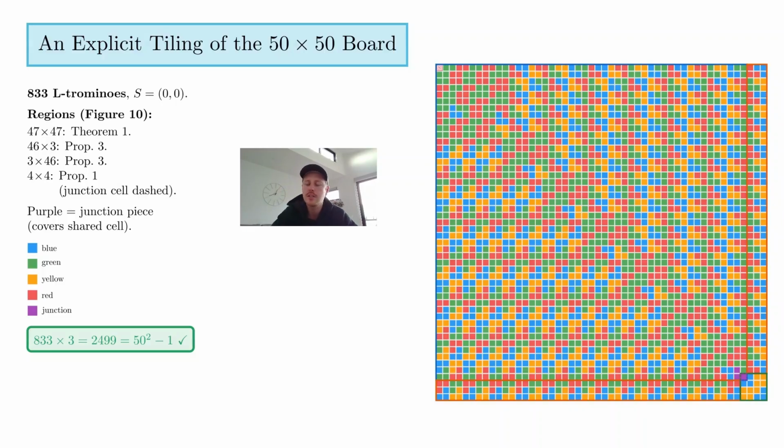So yeah, isn't that interesting? It's probably not been done before in terms of actually showing a tiling. It's been shown that it can be done, but I think it's cool to be able to see that specific example. So yeah, hopefully you found that interesting.